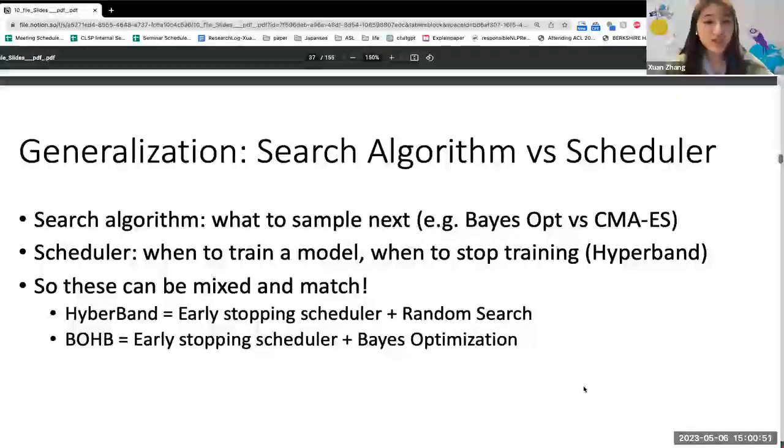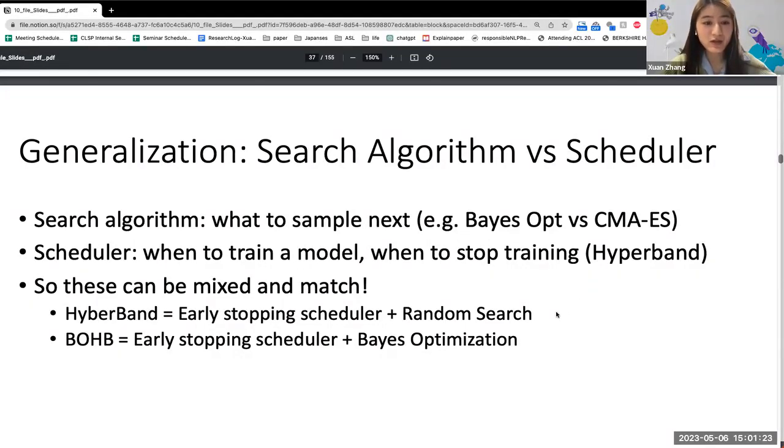There's a distinction between search algorithms and schedulers as well. Search algorithms like Bayesian optimization and CMAES concentrate on deciding what to sample next. On the other hand, schedulers such as hyperband focus on when to start training a model and when to stop it. This means search algorithms and schedulers can be combined in various ways.